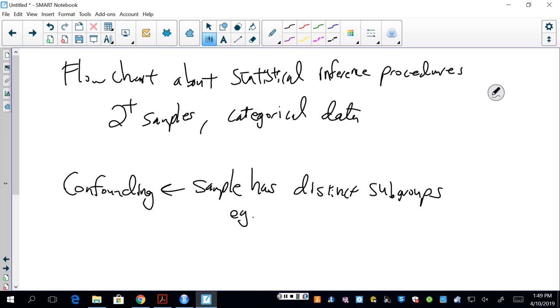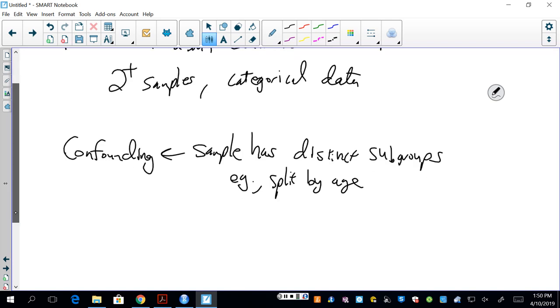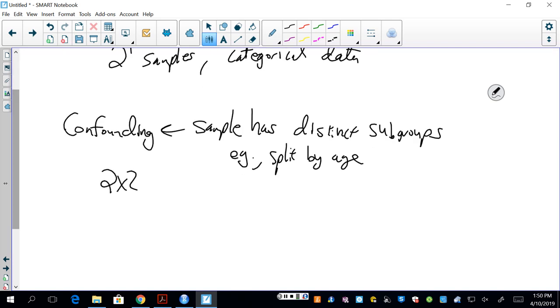So maybe you would split the subjects by age. Maybe you have some older subjects and some younger subjects, with 2x2 tables. If these are split into not just one 2x2 table, but you have a 2x2 table for the youngest group, and a 2x2 table for the middle group, and a 2x2 for the oldest, it's called multiple tables. It's called stratified. Multiple 2x2 tables.